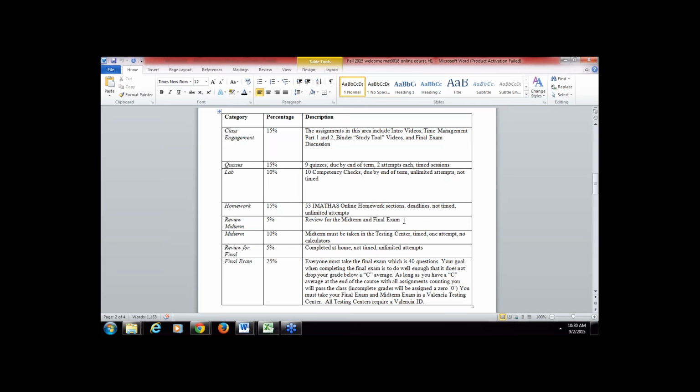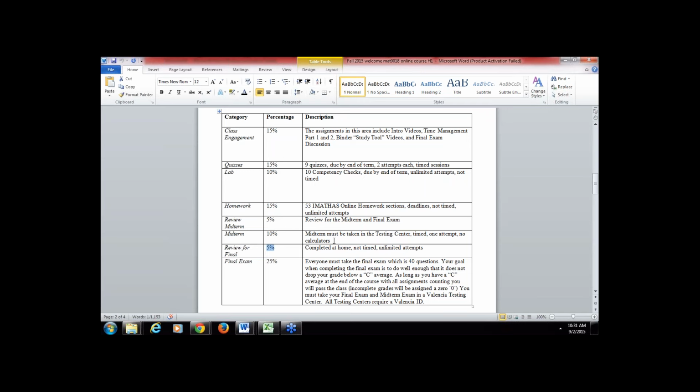You also have a review for your midterm and for your final. Each is worth 5%. It's basically a test that looks just like your midterm and a test that looks just like your final. So you should take it, right? Because now you know what's on the real thing. These reviews can be taken at home, both of them. Both of them you can have unlimited attempts. Both of them are not timed. That's an easy 10% of your grade right there.